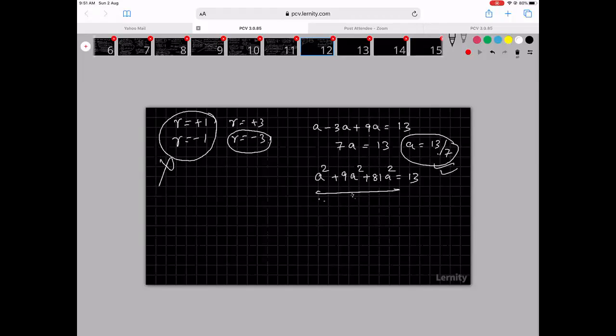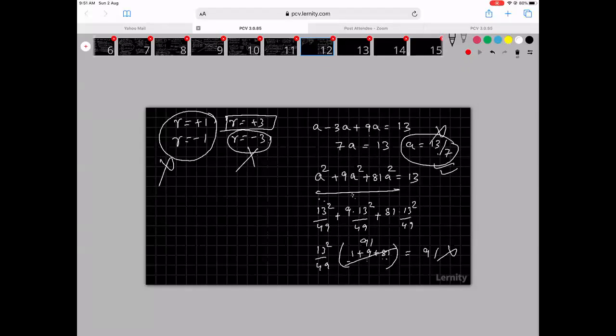So let me check. So I have 13 squared by 49 plus 9 into 13 squared by 49 plus 81 into 13 squared by 49. So I'll take 13 squared by 49 common. Then I'll get how much? I'll get 1 plus 9 plus 81. So this has to be equal to 91. So let us see, this is 90, this is not equal to 91. Because it won't be equal to 91, this is ruled out. So the only acceptable solution is 3.